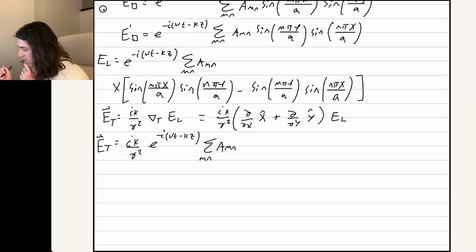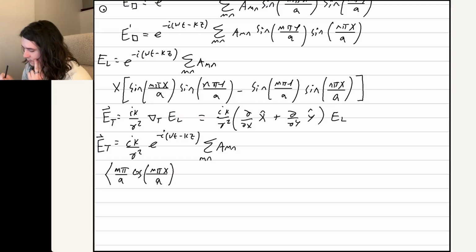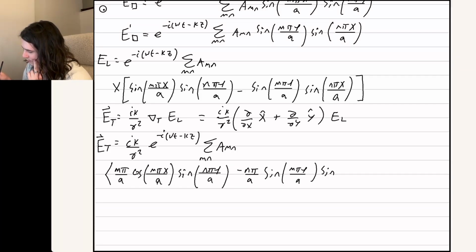And then we're going to have to split this up into components. So the x component is going to be m pi over a cosine m pi x over a sine n pi y over a, minus n pi over a sine m pi y over a, and then cosine n pi x over a. Okay.